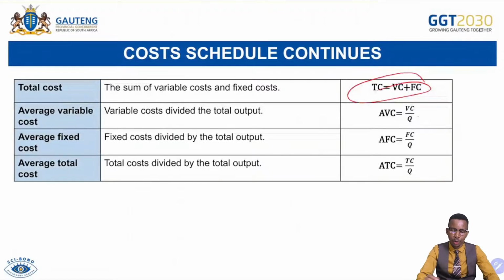Average fixed cost, which should be obvious to you now. We simply say fixed cost over the quantity, which is FC over Q. Average total cost, which is ATC, we say ATC equals TC over Q. So if you can check, average total cost is similar to what we call average cost. Yeah, the amount is the same in there. So these are the costs, we call this the cost schedule.